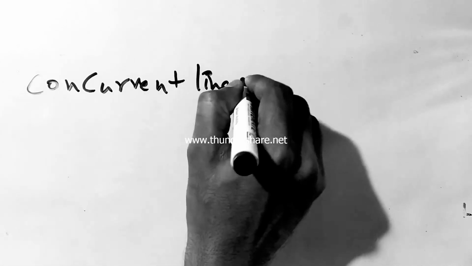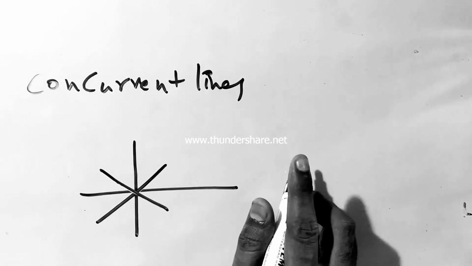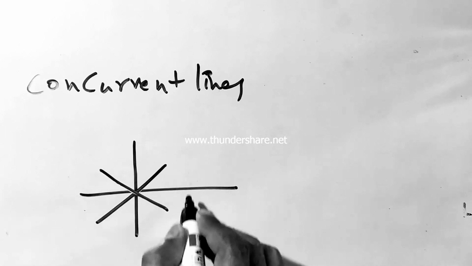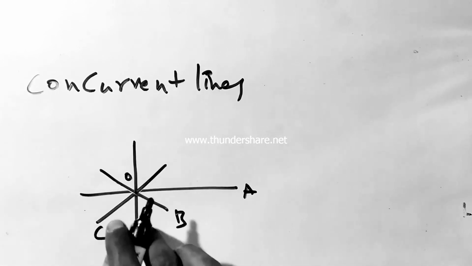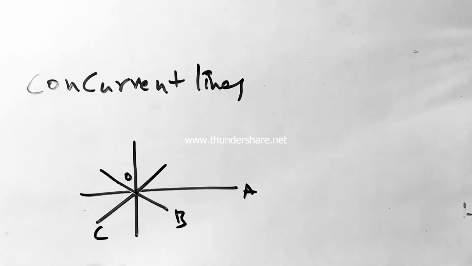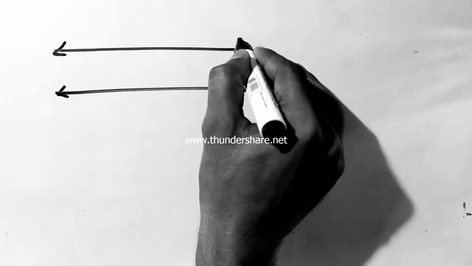That is concurrent lines. This is a concurrent line having one common point. This is line AB, this is line B and line C. These are three lines intersecting at a point O, having the same common point, and are called concurrent lines. Let's try some examples. These are the parallel lines.